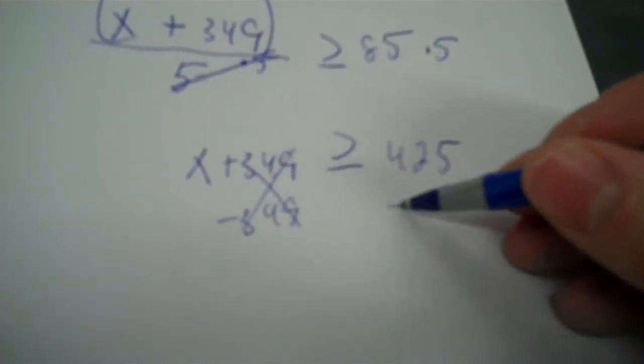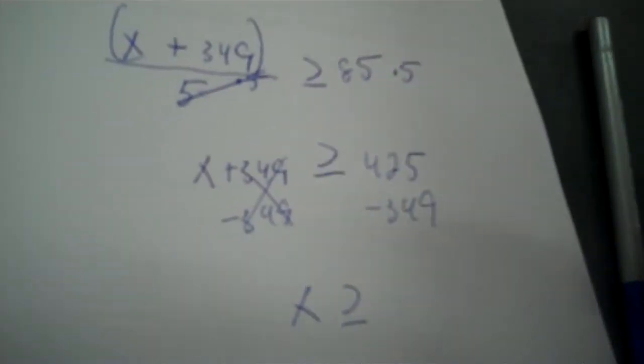So 425 minus 349 is 76, okay? So to meet his goal and graph it down here, just put 76, and it opens towards the x, so it would go that way. So you have to get 76 or higher on the next test for you to make your goal successful and get an 85% in the class.